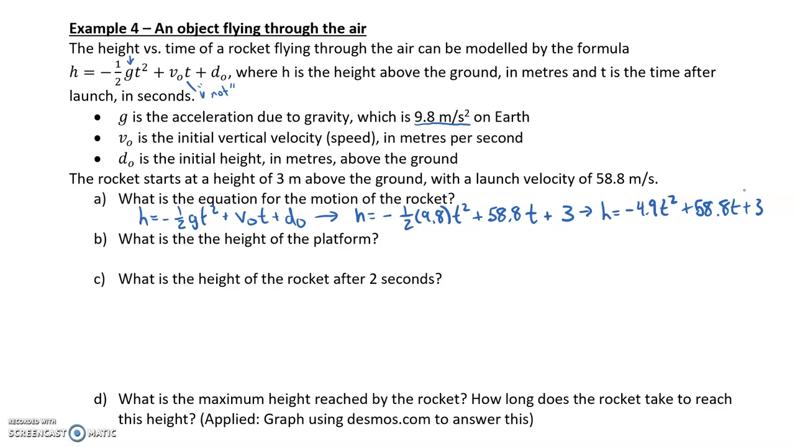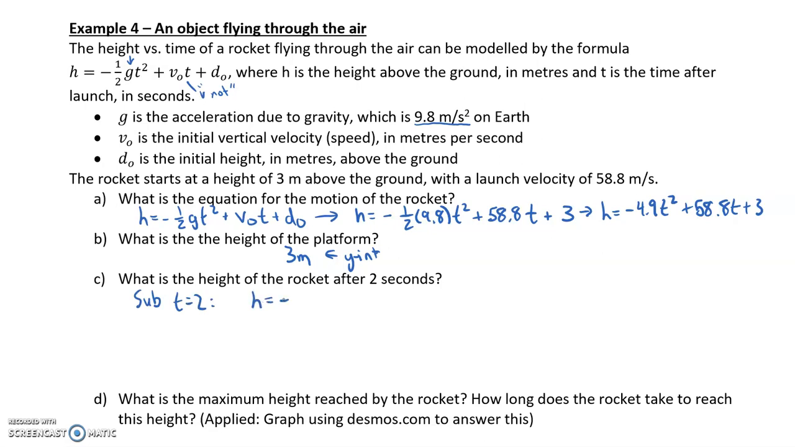So what is the height of the platform? It's 3 meters. That's the y-intercept. The y-intercept is the initial height of the platform. Now it asks, what's the height of the rocket after 2 seconds? Well, we want to know 2 seconds, and so we're going to substitute time equals 2.